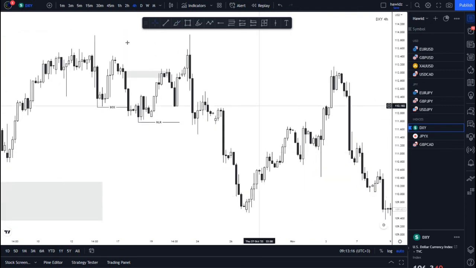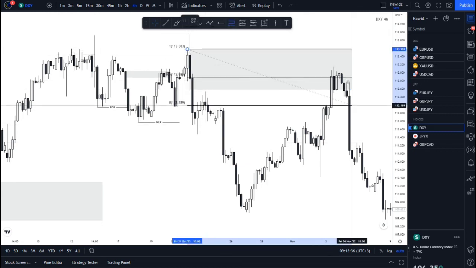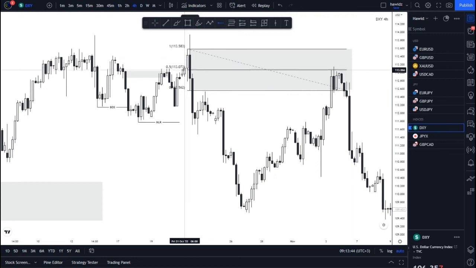So let's just see how we could have caught this entry, right? As you can see, we had these two S&D zones, S&D zone 1 and S&D zone 2.0, which we use as one. From this you can stick out your fib like that, and then place this on this horizontal line at the 50% to indicate that's your entry mark.